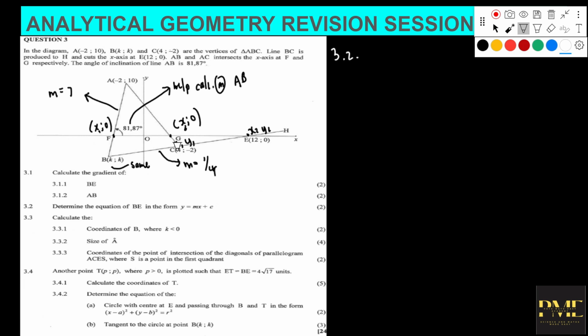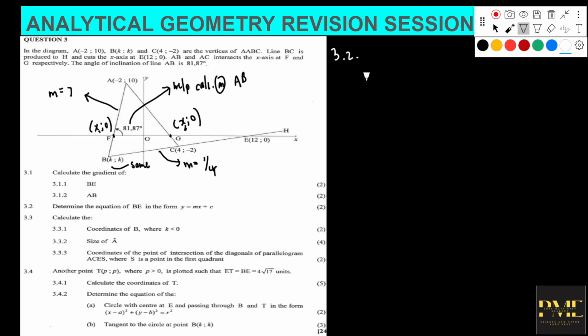All right, so maybe before we go to 3.2, I want to point out to you guys that from our analysis we had already noted that this angle can help us calculate the gradient here. So that's the beauty of actually analyzing before you start the questions, because when you arrive there are things that you've already unpacked before you even start.